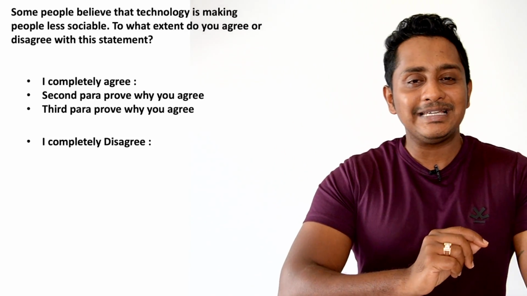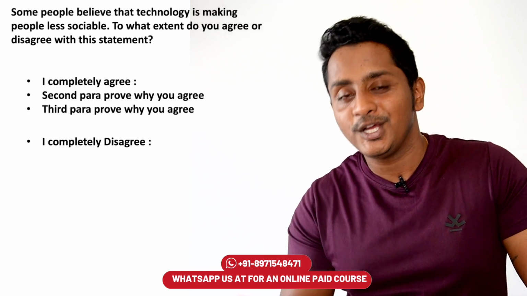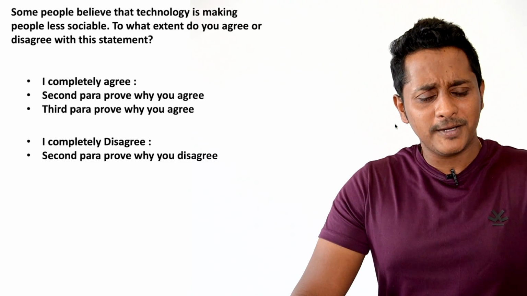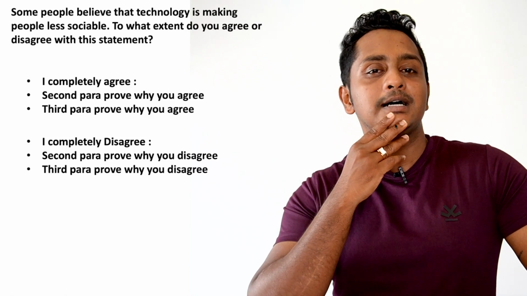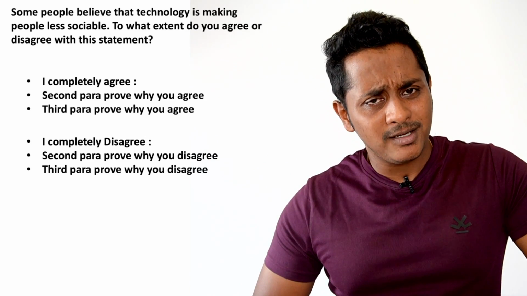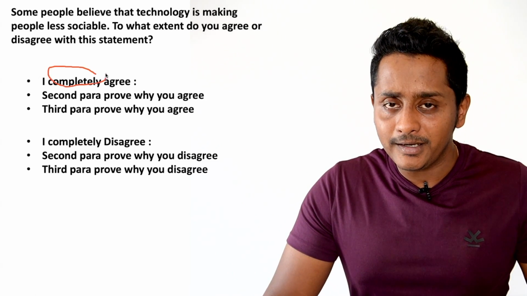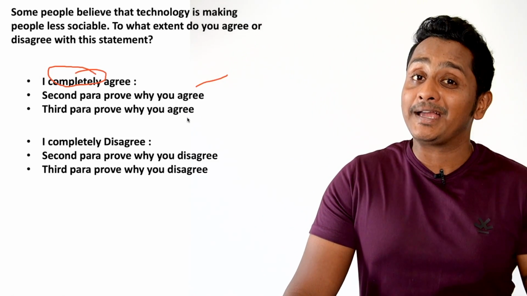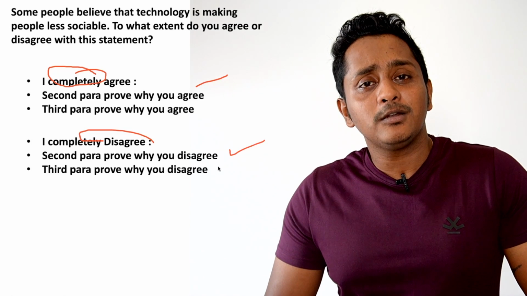The second option is where you say in the intro, I completely disagree. Can I say that? Yes, because the question is, to what extent do you agree or disagree? I completely disagree. Then in the second paragraph, you need to prove why you disagree. Third paragraph, also you need to prove why you disagree. But what if I have only one main idea in my mind for agreement? Or what if I have only one main idea in my mind for disagreement? What I meant by this is, a lot of people have this problem. They go with completely agree. Second paragraph, they prove why they agree. Third paragraph, no idea left. Then they go blank. Or they go with completely disagree, and in the second paragraph they write perfectly why they disagree. Third paragraph, no idea left for disagreement.